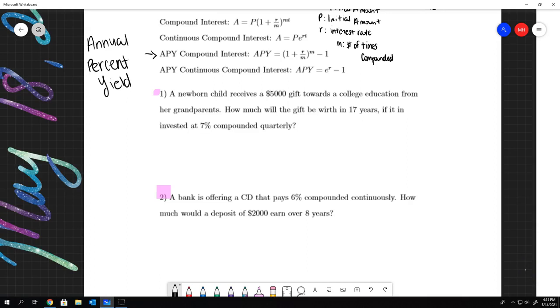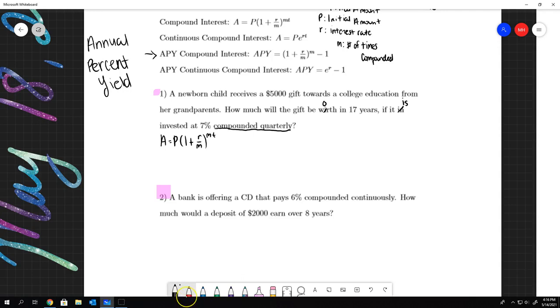So number 1 says, a newborn child receives a $5,000 gift towards a college education from her grandparents. How much will the gift be worth in 17 years, if it is invested at 7% compounded quarterly. So since we are compounded quarterly, this is a set amount of time that I'm doing each year, which means I'm using the compound interest formula. So we are using A equals P times 1 plus R over M to the M times T.